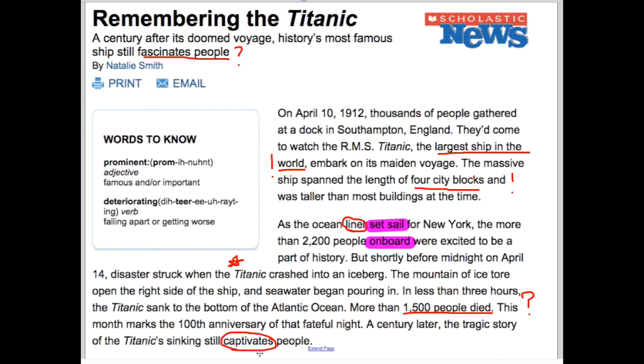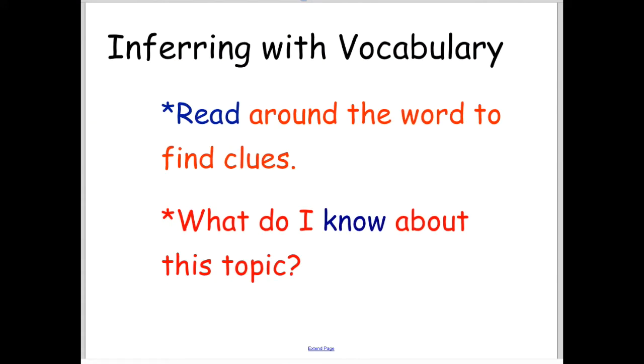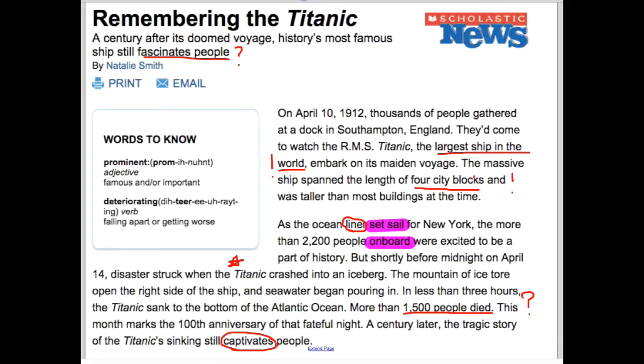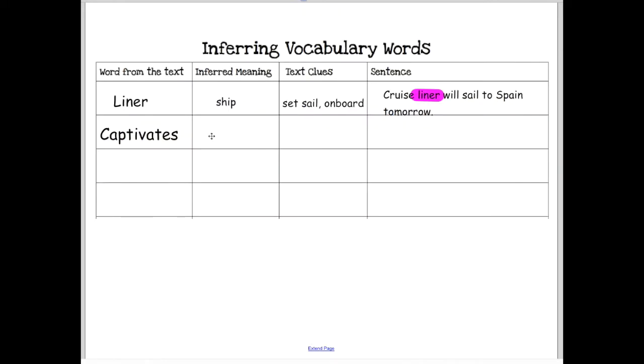The other word I circled was captivates. So remember, I need to read around the word to find clues first. Captivates. So, a century later, the tragic story of the Titanic sinking still captivates people? You know, I feel like I've read that somewhere before. Oh, up here, look. A century after its doomed voyage, history's most famous ship still fascinates people. Isn't that almost the same? Ship still blank people? The Titanic still blank people? So it fascinates people and it captivates people. I bet that they mean the same thing.